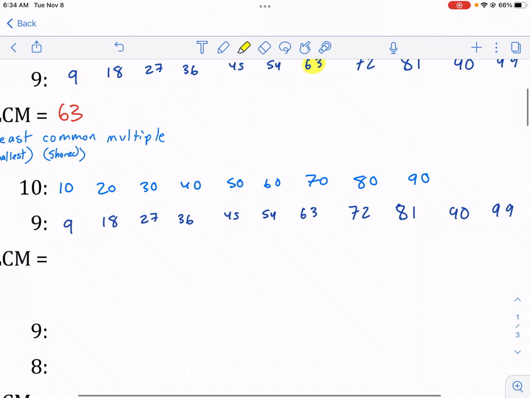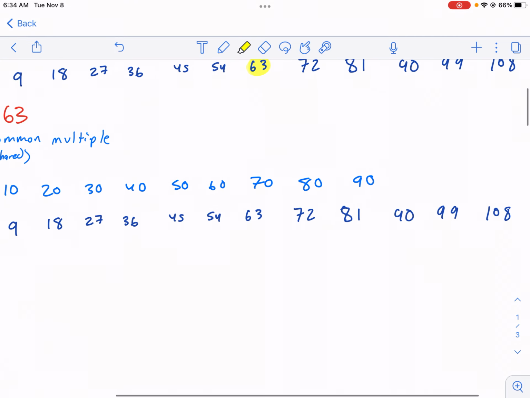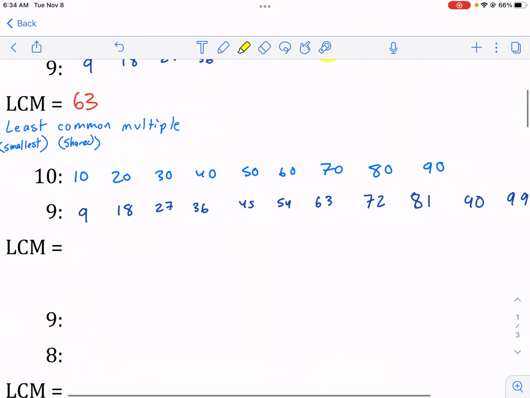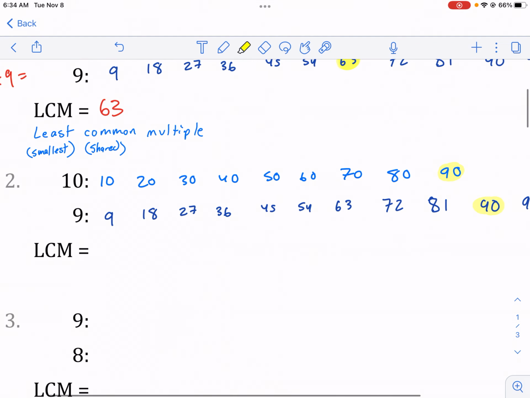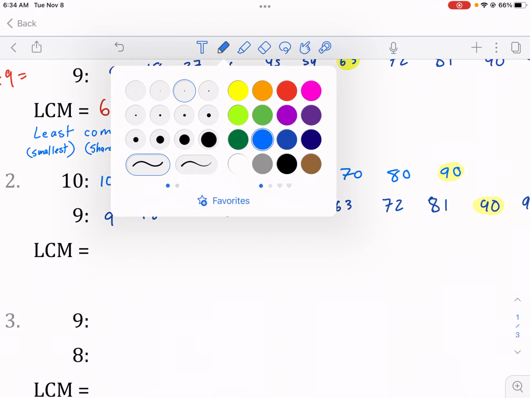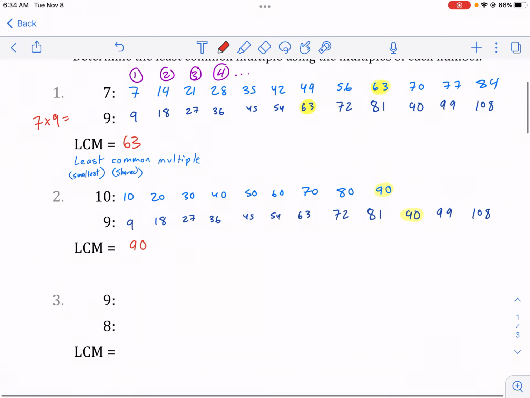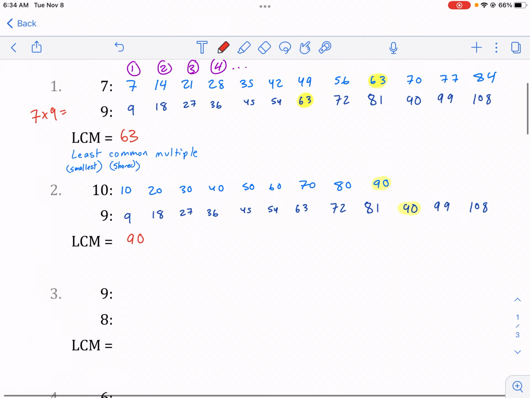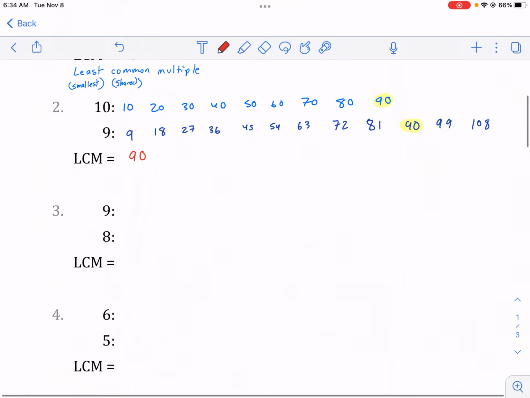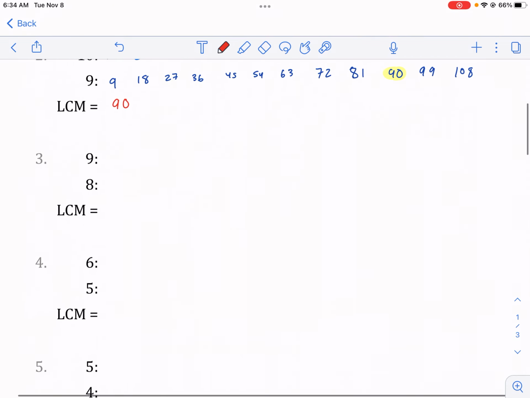So I'm looking for the smallest number that they both share here. And you're going to notice that it's 90. Anything that ends in 0 is going to be a multiple of 10, so we have 90 as our least common multiple. And that's all there is to this particular worksheet. We're just looking for common multiples, numbers that they both land on. So let's go down here.